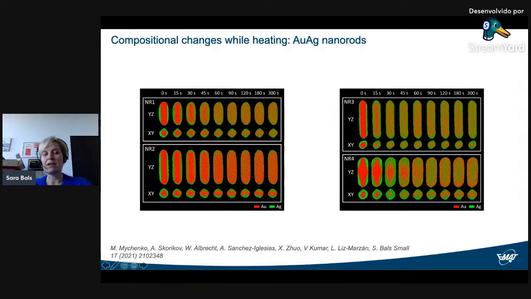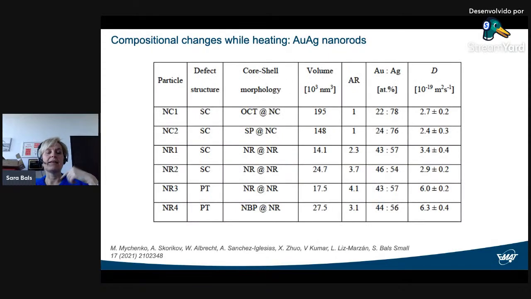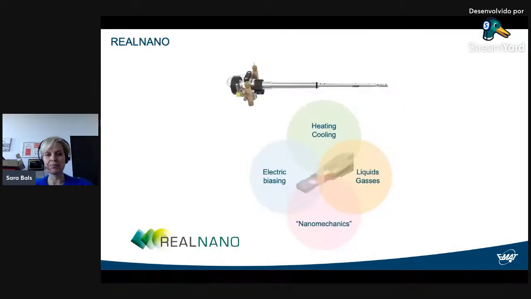But in nanorod 3 and 4, where we have this pentatwin structure, so where we have a lot of grain boundaries, we could see a much faster alloying. And that is also reflected here in the diffusion constants, which we extracted from our experiments. So apparently the presence of these defects is contributing to faster alloying, and that is something that we are currently investigating.